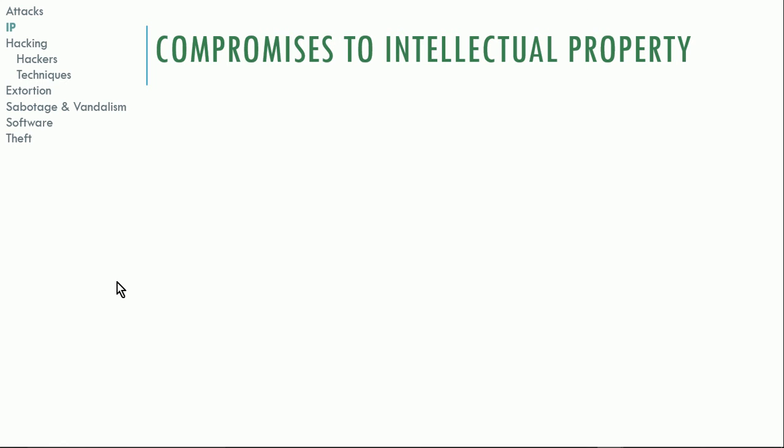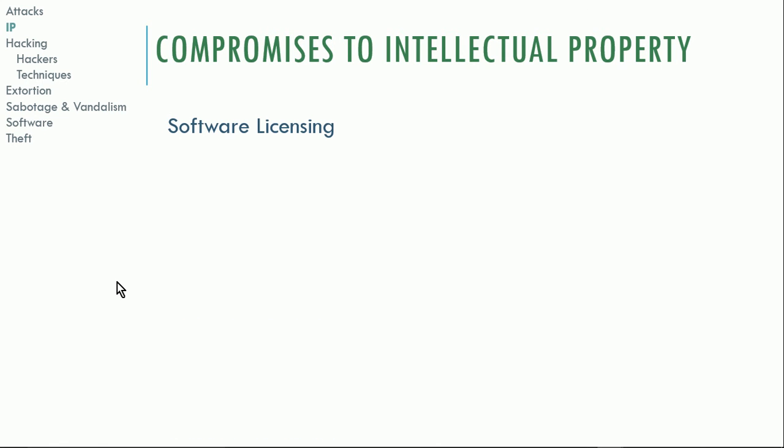The first one that I found in the textbook is compromises to intellectual property. What exactly is intellectual property? Intellectual property is any information that you own, or any copyrights or trademarks and things like that. Those are all intellectual property.